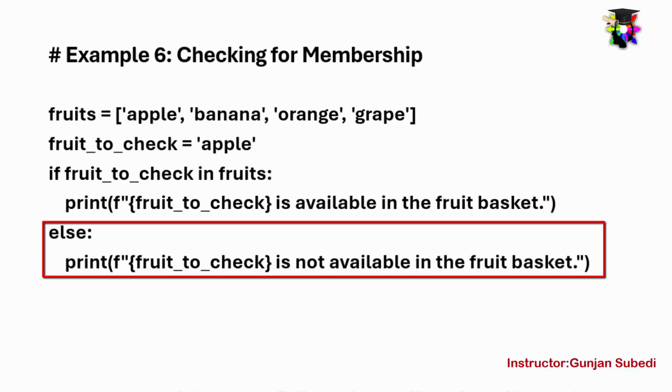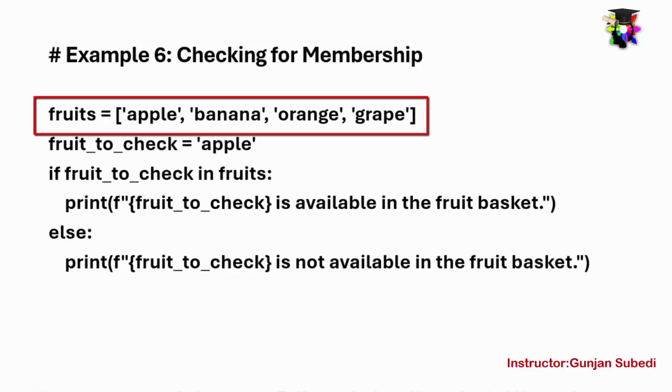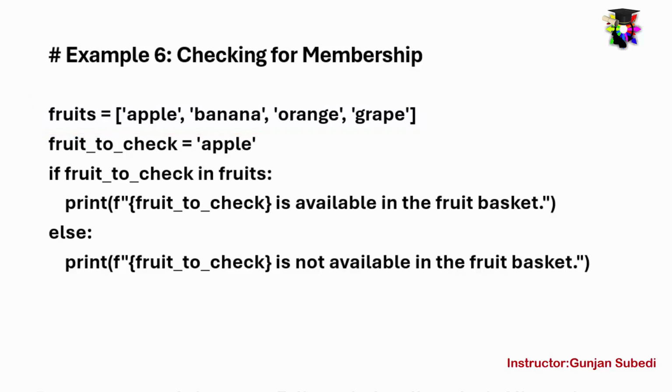Else, if the value stored in fruit_to_check is not found in the list fruits, it executes this block of code. So in summary, the program checks if apple is available in the list of fruits. If apple is in the list, it prints a message saying it's available in the fruit basket. And if apple is not in the list, it prints a message saying that it is not available in the fruit basket. Let us see in the Python interface the output of this code.